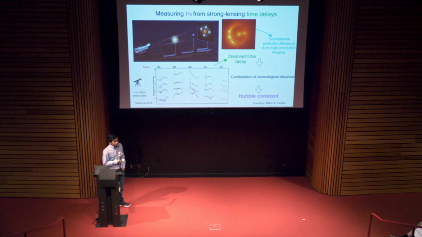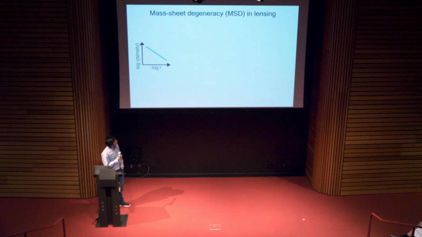However, there is a major challenge when we apply this method, and it is called mass sheet degeneracy. When we model the gravitational potential, we need to assume a mass model. Let's assume a power law model. If we draw the power law model in log-log space, where the y-axis is the density and the x-axis is the radius, it's a straight line with a slope, right? And it fits the lensing data well.